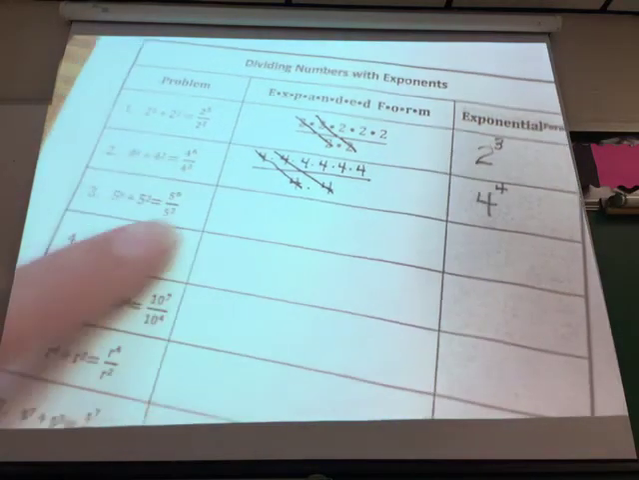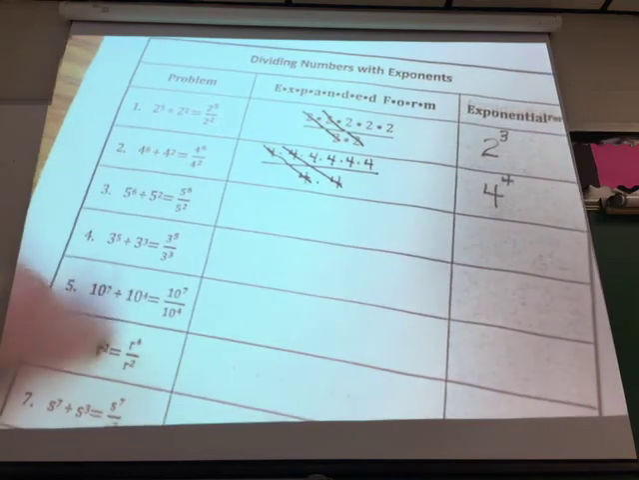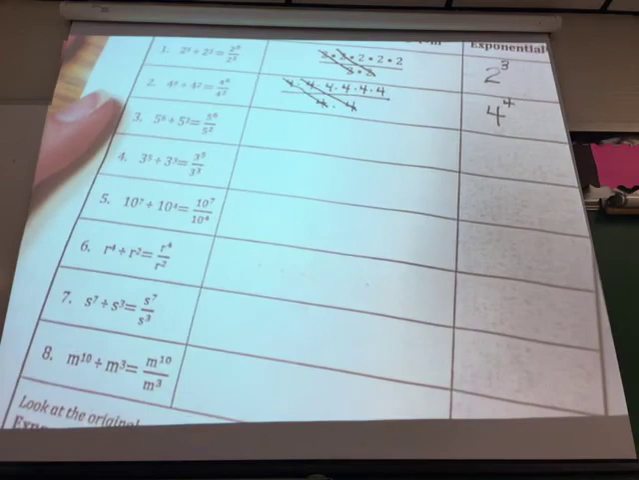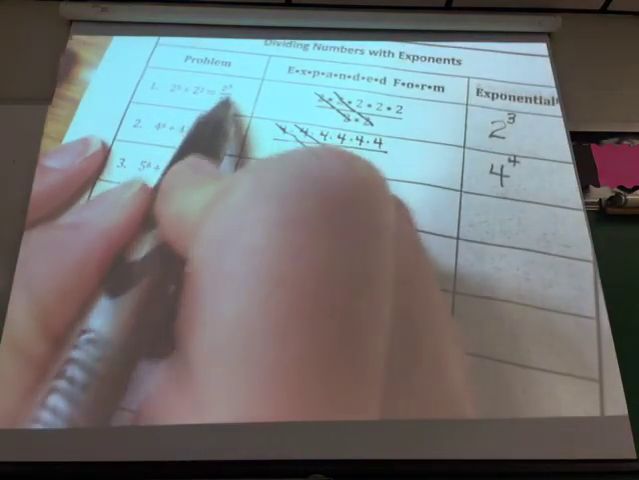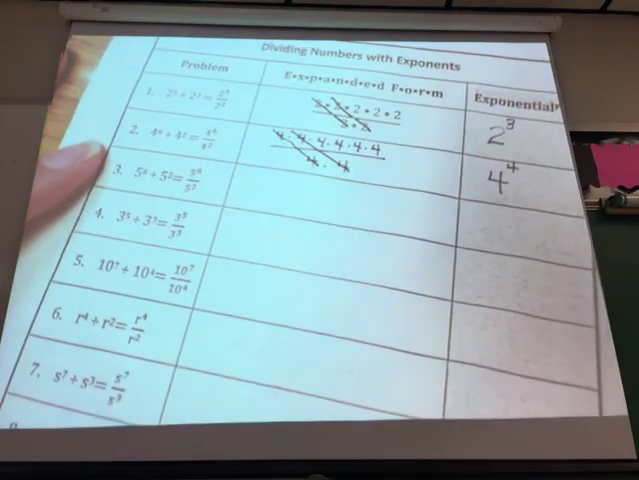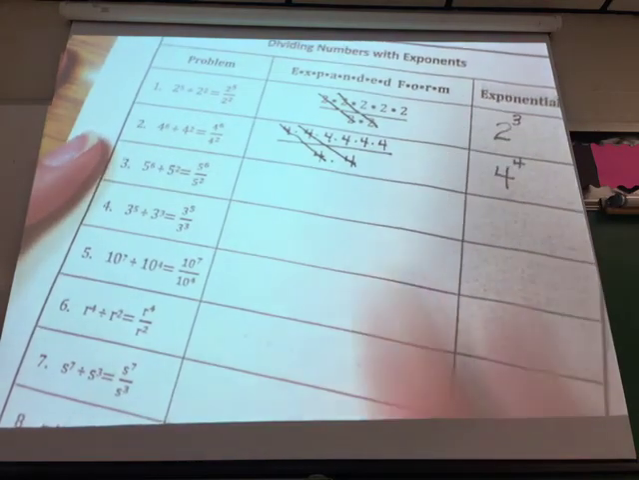So I want you to continue that same process down this column again on your own paper, and then try to come up with a rule for dividing numbers. Again, paying attention to your exponents. See if you can come up with a quicker way instead of having to write all this out. See what you think. Okay? And so you practice those.